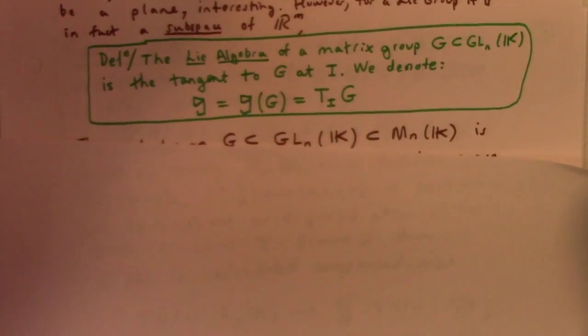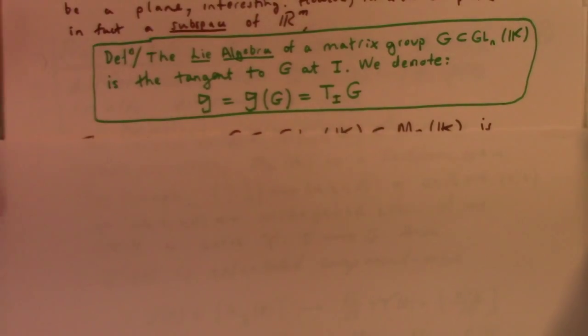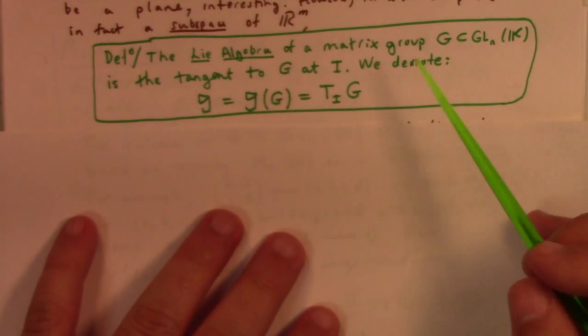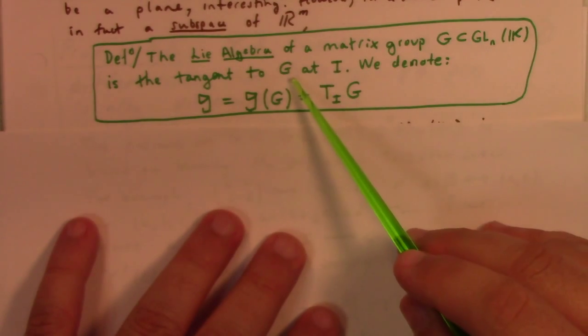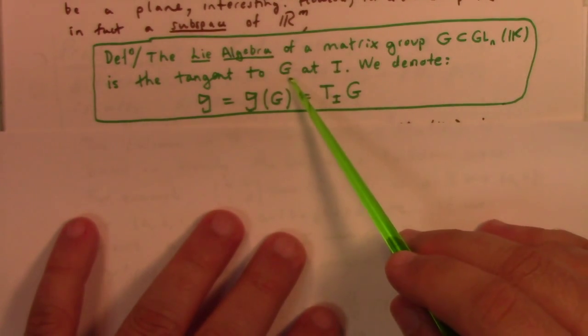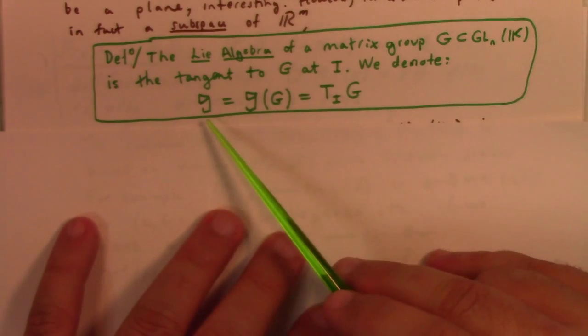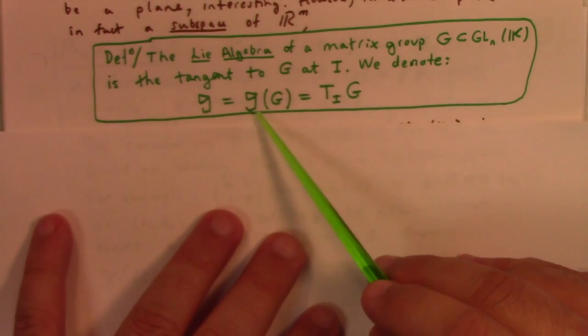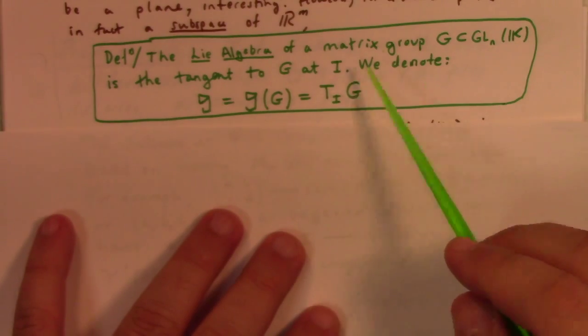With this in mind, we make the definition of the Lie algebra of a matrix group. It's the tangent space to the Lie group at, of course, the identity. And we denote it frak g, which is the tangent space at the identity to G.